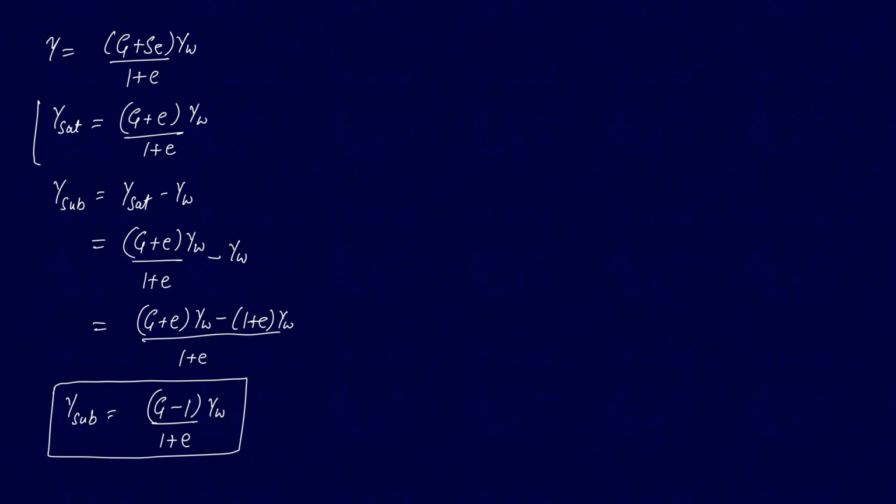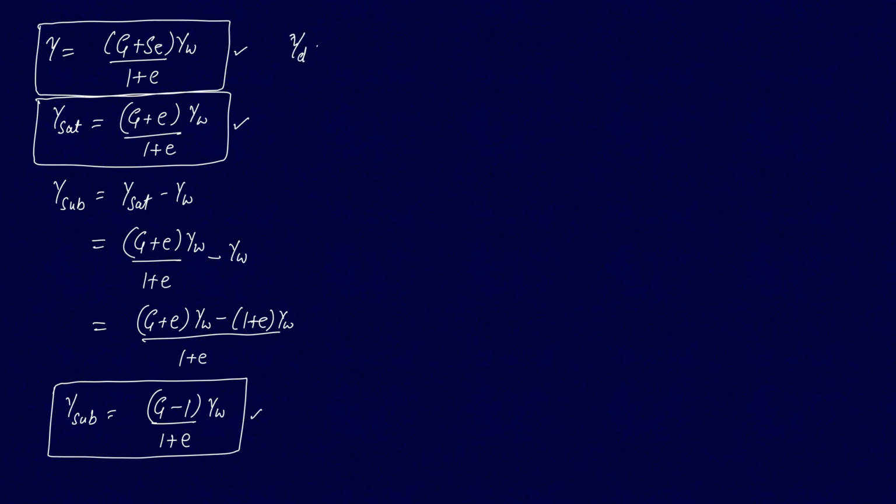So now see here, we have actually calculated all the formulas. That is, one is for gamma, another is for gamma saturated, and another one is for gamma submerged. And yes, we also derived the formula for gamma D, which is equal to G gamma W over 1 plus E. So these are a total of 4 formulas that are derived from just a single formula.